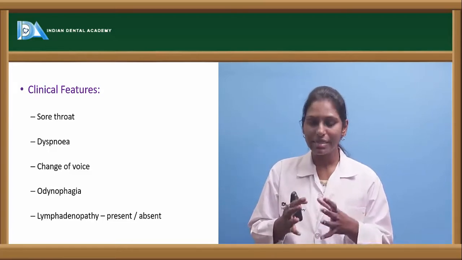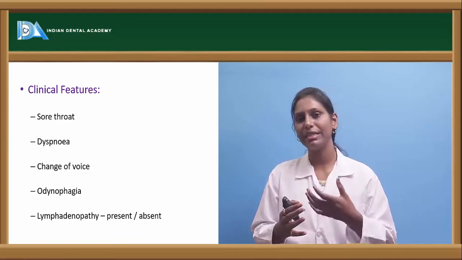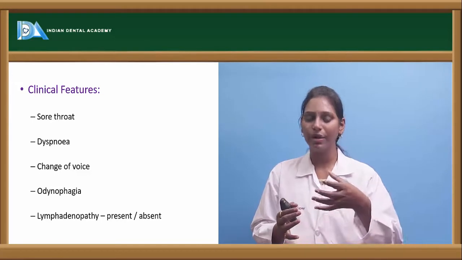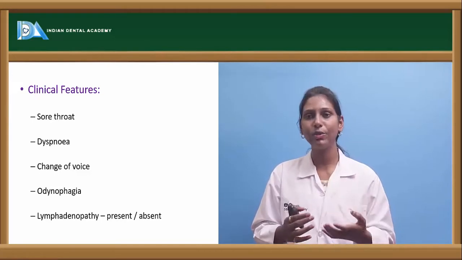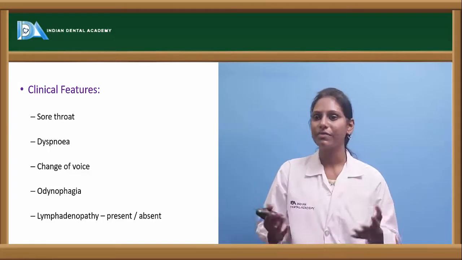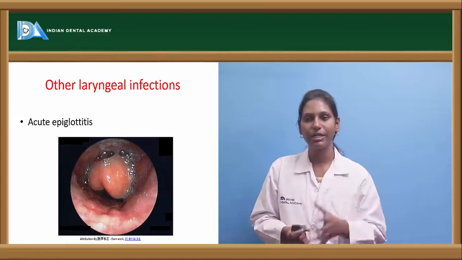Dyspnea: if there is edema, as we have seen in the pathophysiology, there could be edema of the larynx. When there is edema of the larynx, what happens? The airway space is compressed or narrowed down, leading to dyspnea. There will be difficulty in breathing, there will be stridor, and as we said, a tender larynx. Sometimes patients will also have otalgia in some cases.